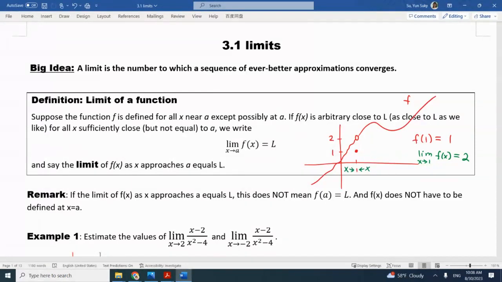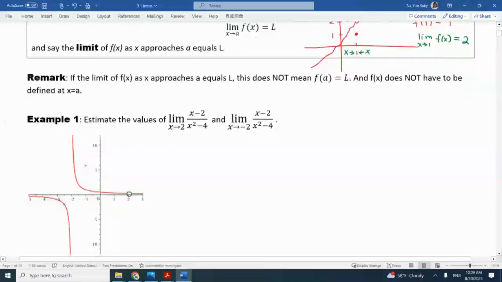Later in this chapter, we'll talk about continuous functions. A continuous function is when your f of x and the limit are equal. So you don't have a hole, so it's continuous. It's kind of like you draw the graph without lifting the pencil from the paper. This picture is not continuous. We'll talk about that more later. All right, let's look at example 1.